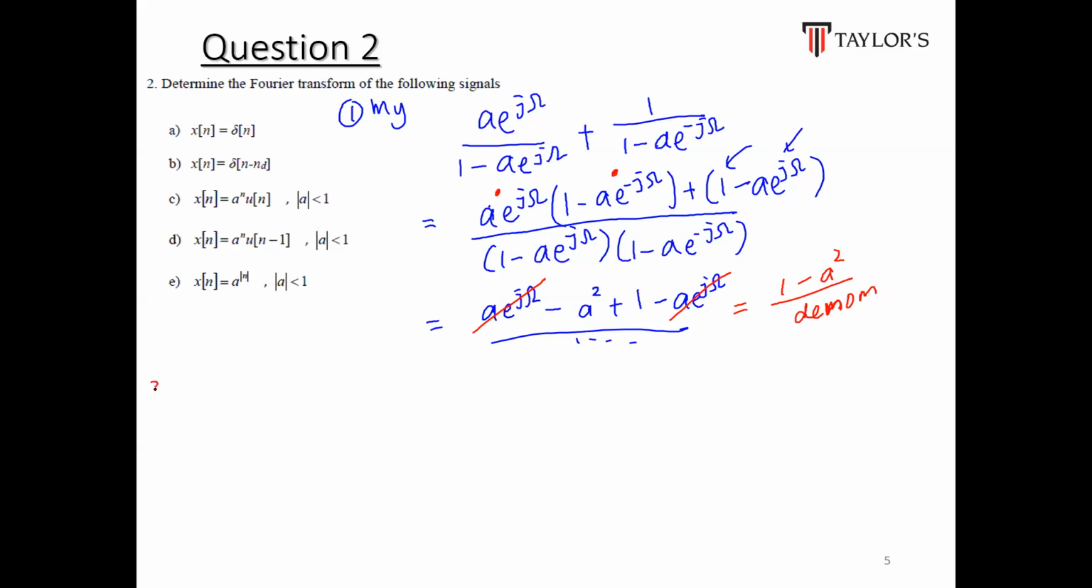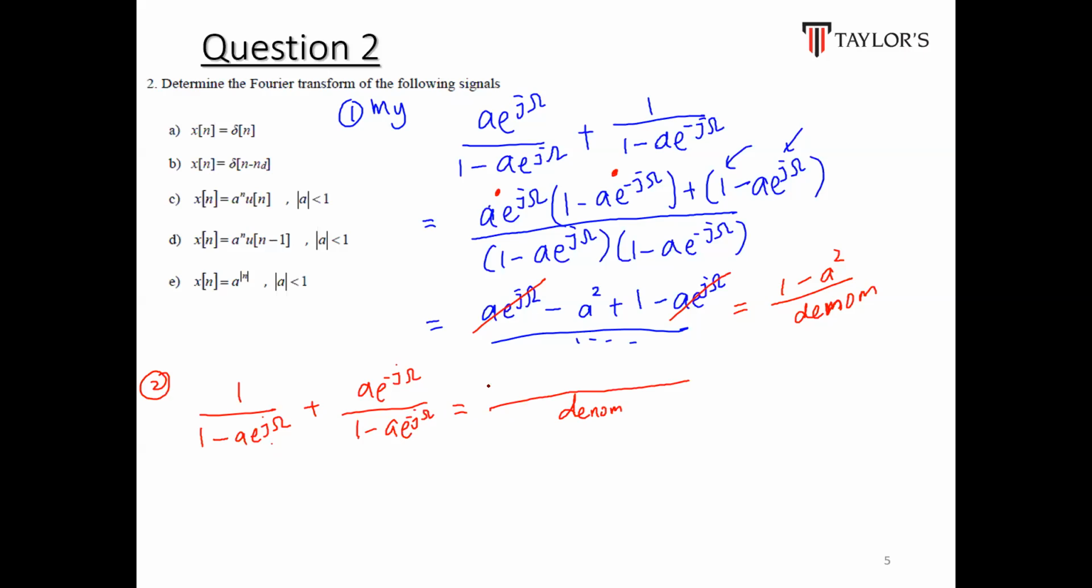Now, the second method is what Kin Long asked just now. You arrive at this answer, 1 over 1 minus A e^{jω} plus A e^{-jω} divided by 1 minus A e^{-jω}. Can we arrive at the same answer? The denominator is the same because it's just the two multiplied together. I will not write it anymore. I'll just write this one.